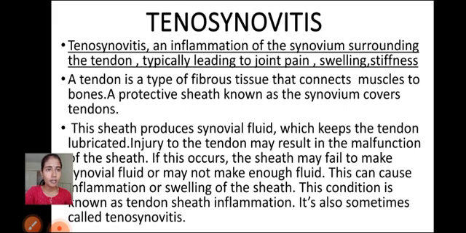Injury to the tendon may result in the malfunction of the sheath. If this occurs, the sheath may fail to make synovial fluid or may not make enough fluid. This can cause the inflammation or the swelling of the sheath. This condition is known as tendon sheath inflammation and also sometimes called tenosynovitis.